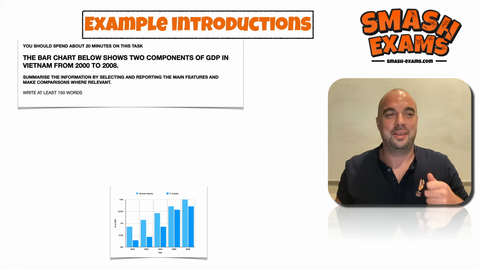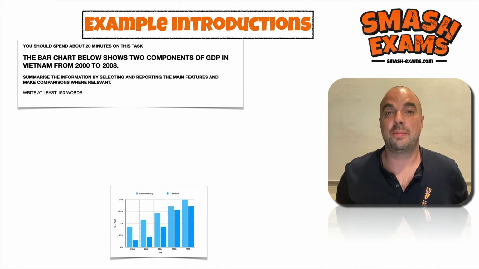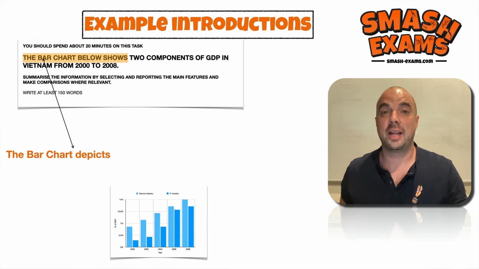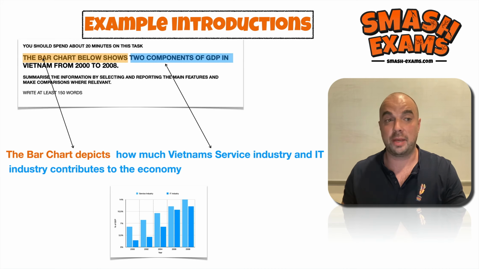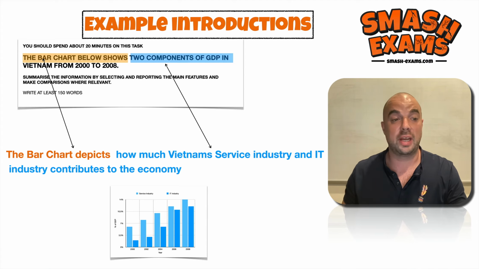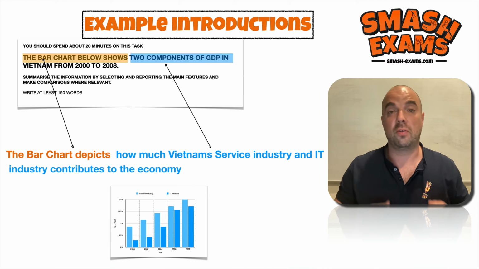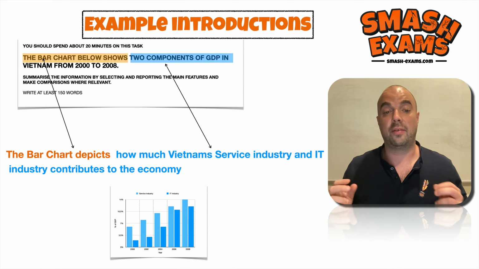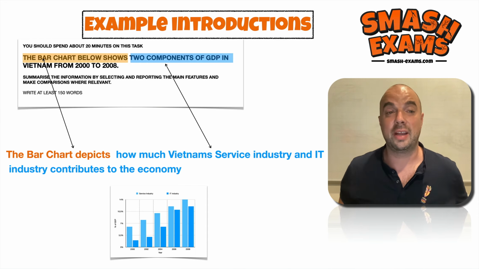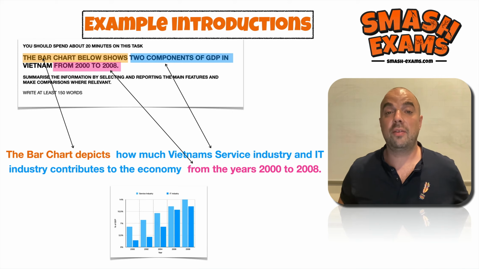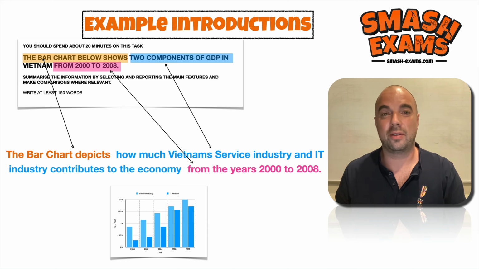Moving on to the bar chart, you could have the bar chart below shows 2 components of GDP in Vietnam from 2000 to 2008. You know what's coming, I hope. Change the bar chart below shows to the bar chart depicts. You can change 2 components of GDP in Vietnam to how much Vietnam's service industry and IT industry contributes to the economy. GDP, economy is very similar, so you can use them interchangeably. We get the 2 components from looking at the bar graph. It says down there the service industry and the IT industry. It's another little trick that you can use. And in Vietnam, from 2000 to 2008, from the years 2000 to 2008.